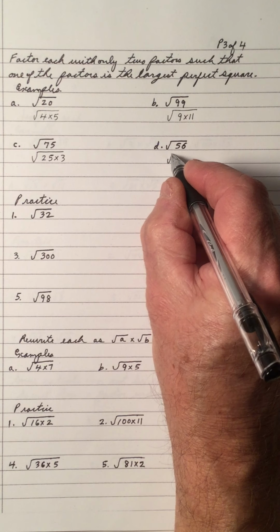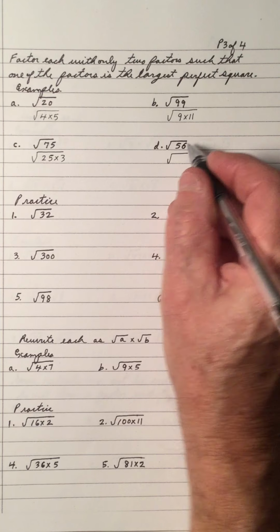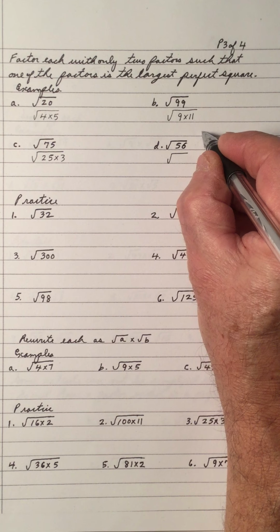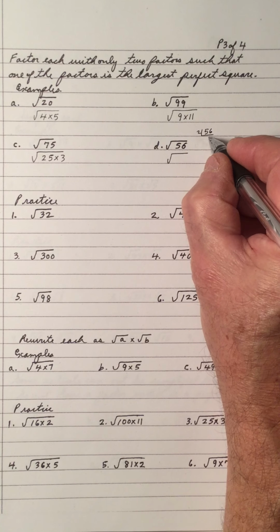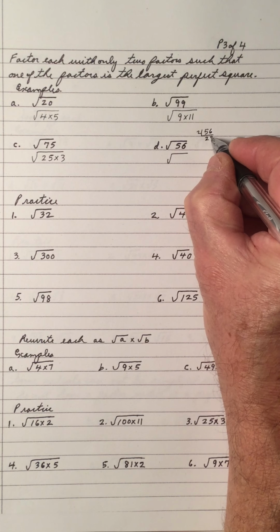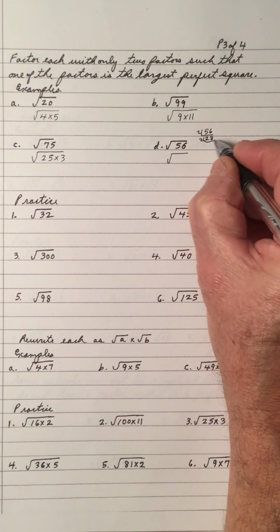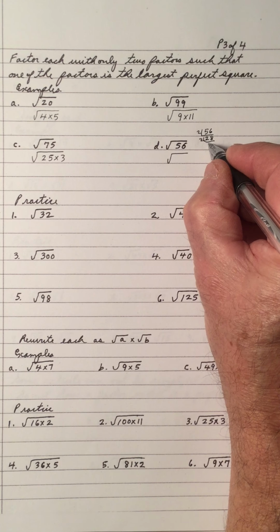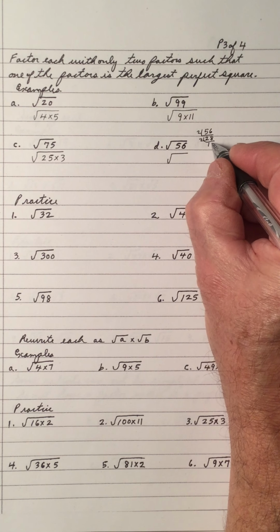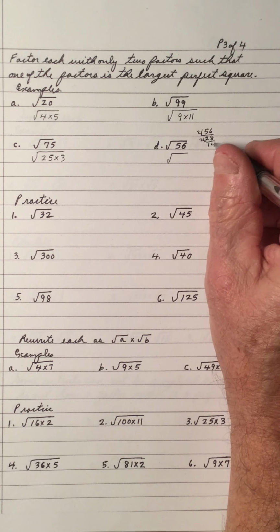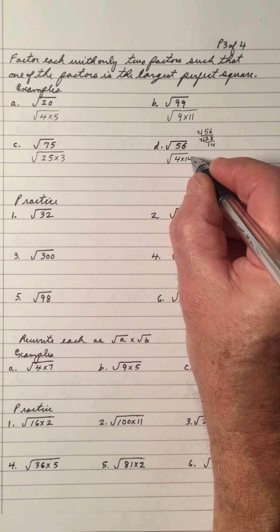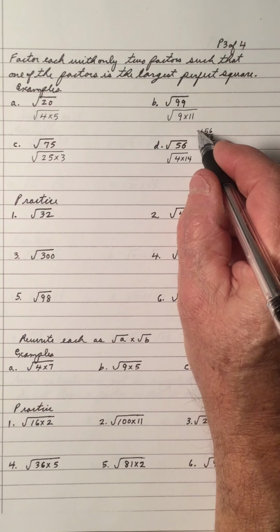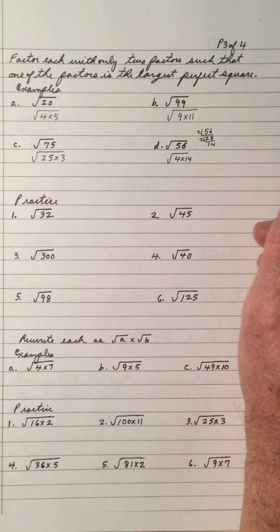And the largest perfect square in 56, and if you can't see it, notice it's even. So if you take 56 and divide it by 2, you'll get 28, and it's even again, so the largest perfect square, 2 into 28, is 14. So the largest perfect square is 4 times 14. Largest perfect square is 4.